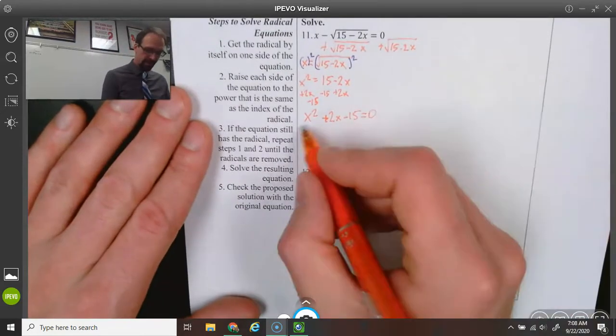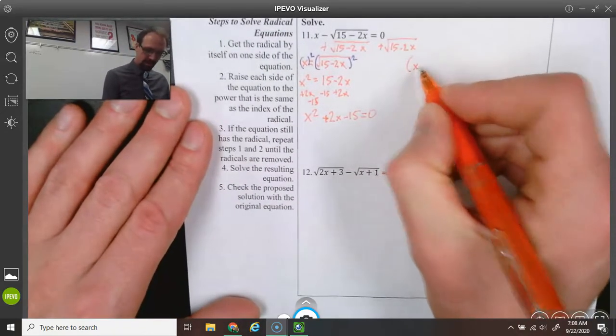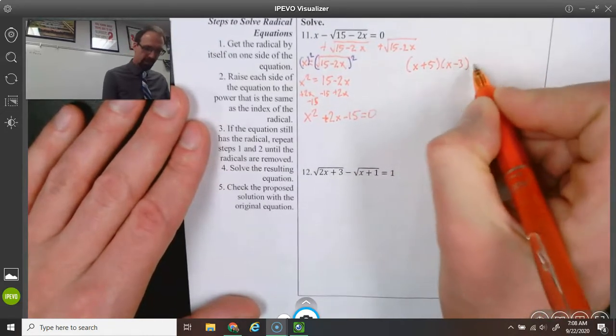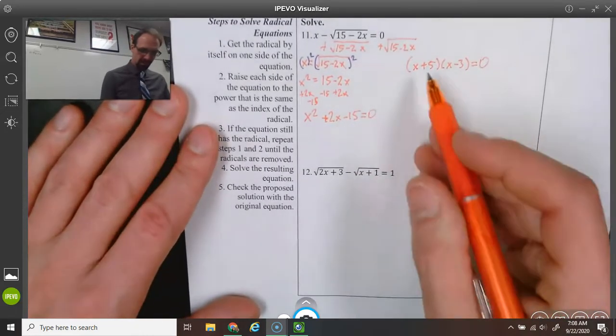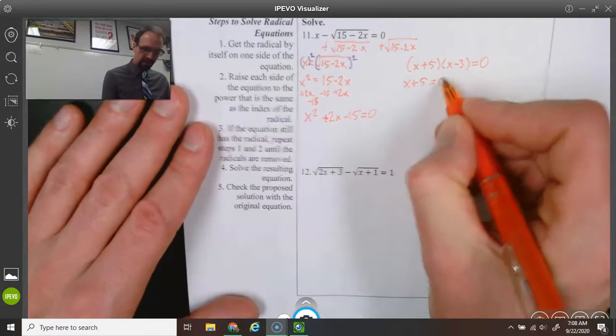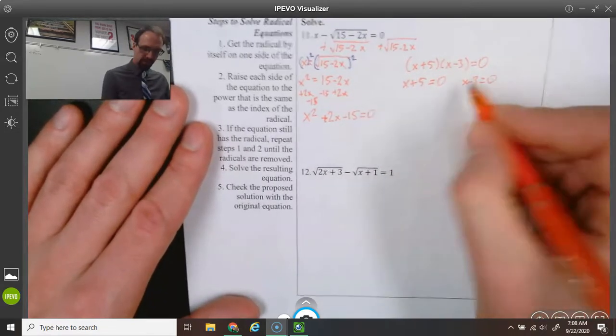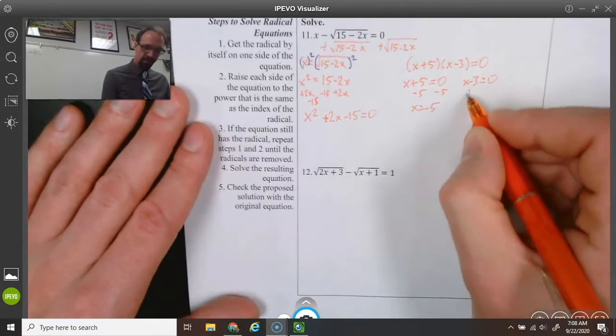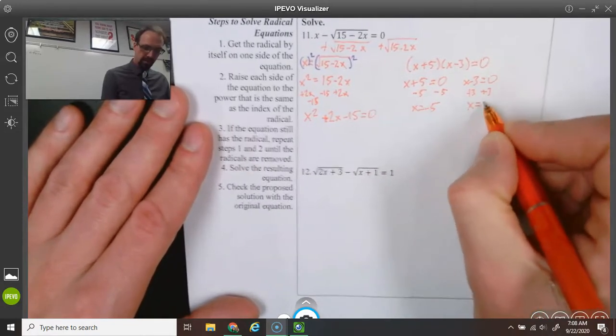So I have x plus 5 and x minus 3. Set each of these equal to 0 and then solve. So we've got x plus 5 equaling 0, x minus 3 equaling 0. Subtract 5 on both sides, x equals negative 5. Add 3 on both sides, x equals 3, and then we're good.